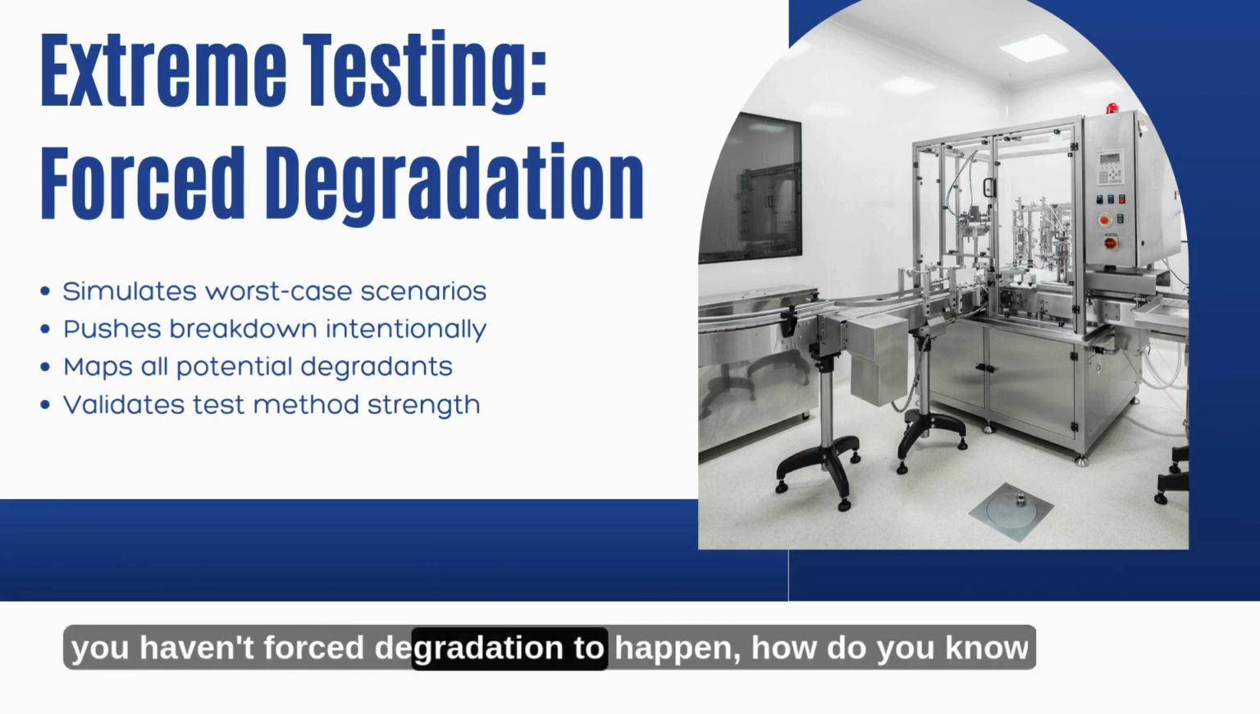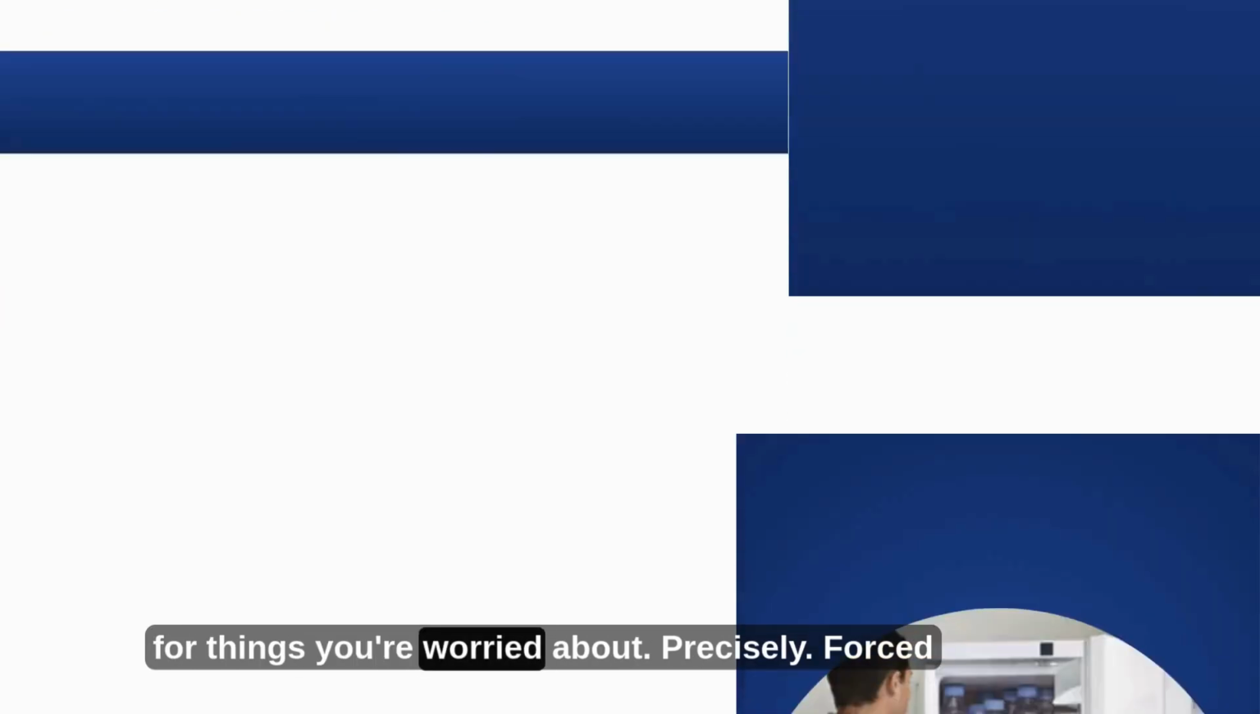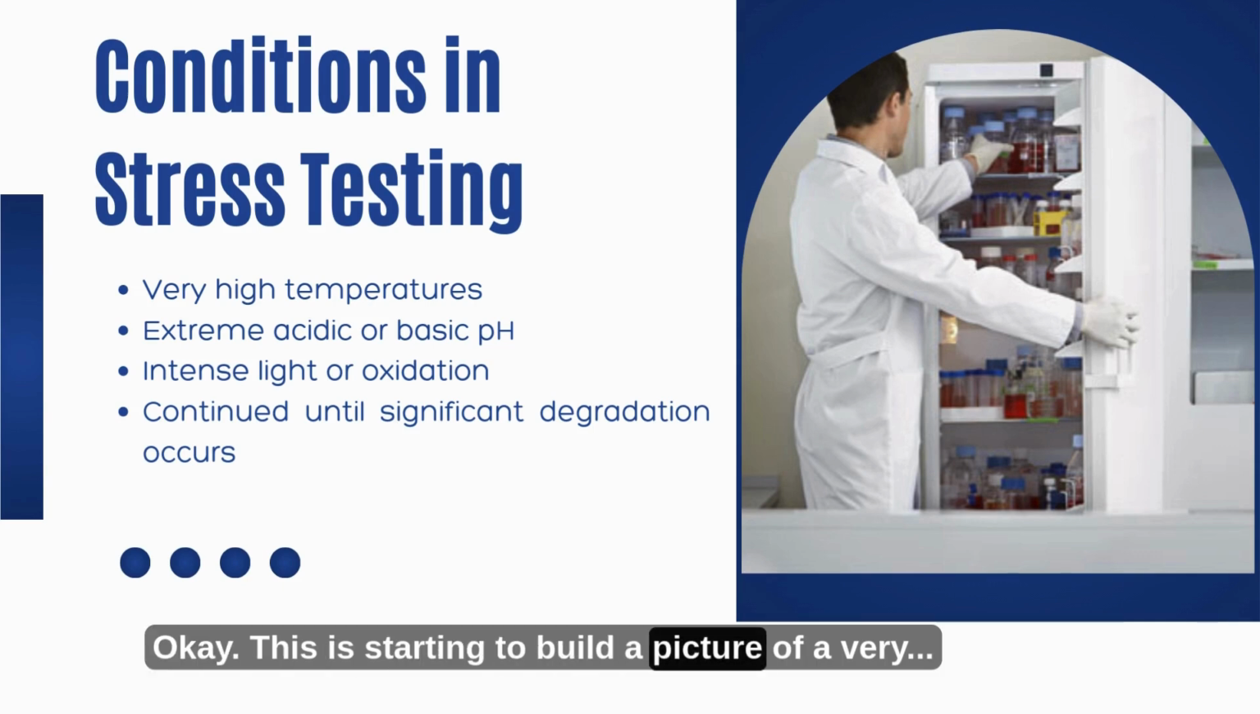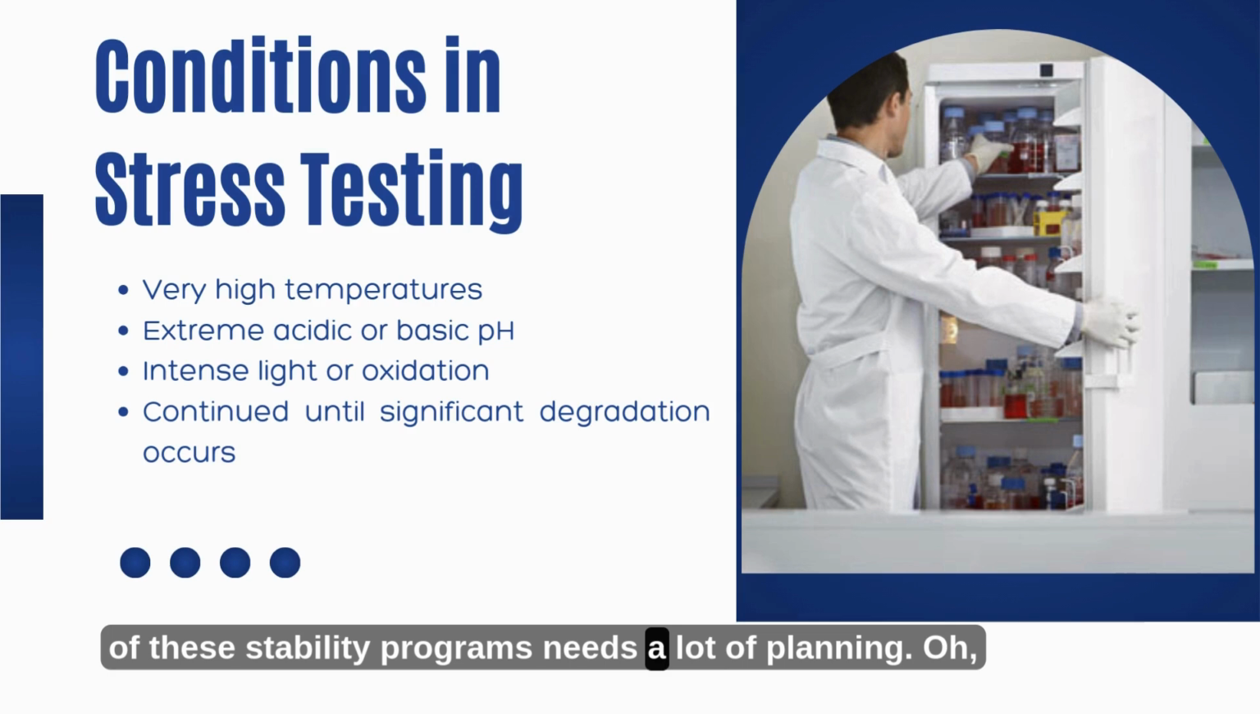If you haven't forced degradation to happen, how do you know your test can even see those breakdown products if they do form later? Right. You need to know your detector actually works for the things you're worried about. Precisely. Forced degradation helps prove your tests are fit for purpose. Okay, this is starting to build a picture of a very rigorous process. It sounds like setting up one of these stability programs needs a lot of planning.